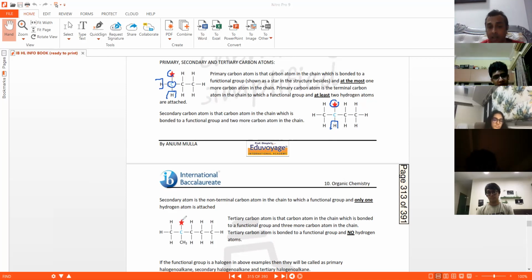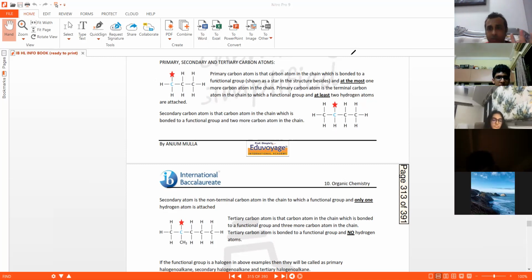Tertiary is where the star is bonded to that carbon atom which is not bonded to any hydrogen, 0 hydrogens. Okay, so from the point of view of hydrogen also you can decide primary, secondary, tertiary. Primary will be bonded to 2 hydrogens, secondary to 1 hydrogen, and tertiary to 0 hydrogen. Fine.